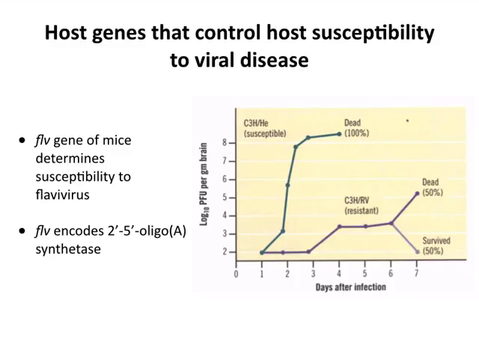The control of this infection is by a cellular gene called FLV. It was originally called FLV for flavivirus because it controlled susceptibility to flavivirus. It turns out to be the gene encoding 2', 5' oligo A synthetase, which is an innate immune response gene. It, together with RNase L, degrades RNAs and protects cells from infection. So these susceptible mice have a mutation in FLV, and that's really what makes them die after infection.